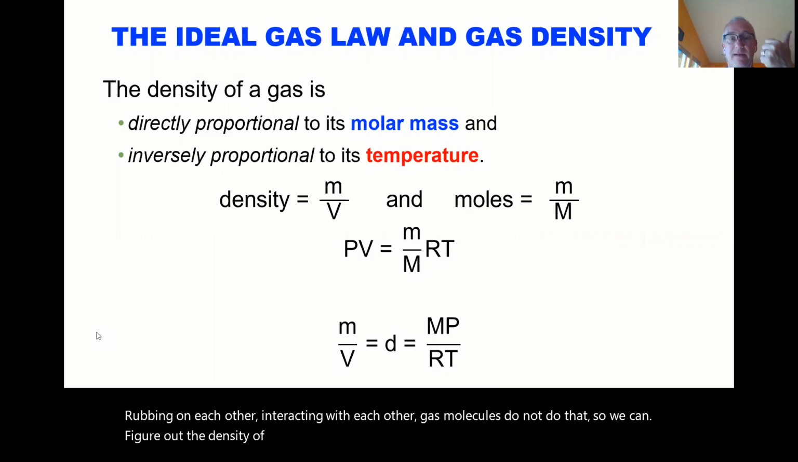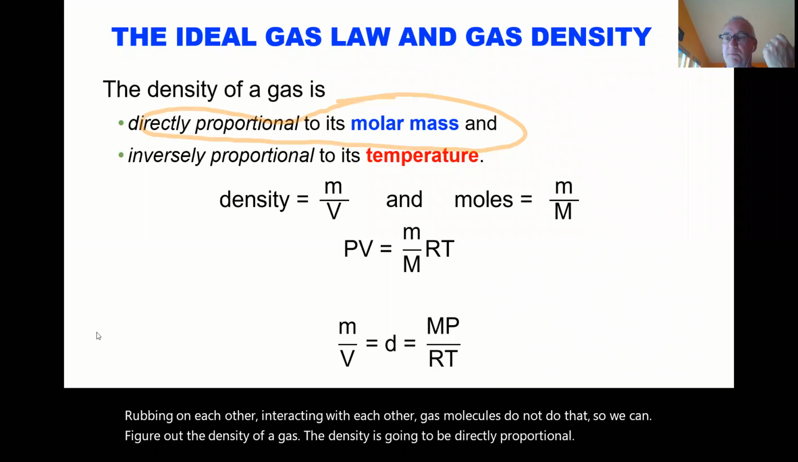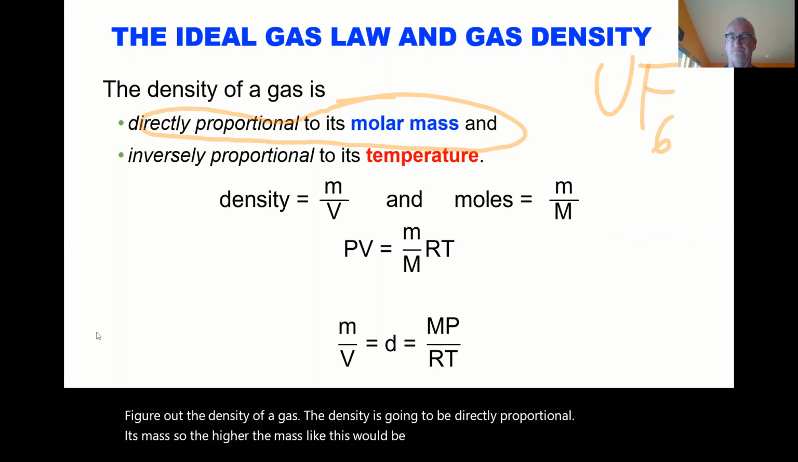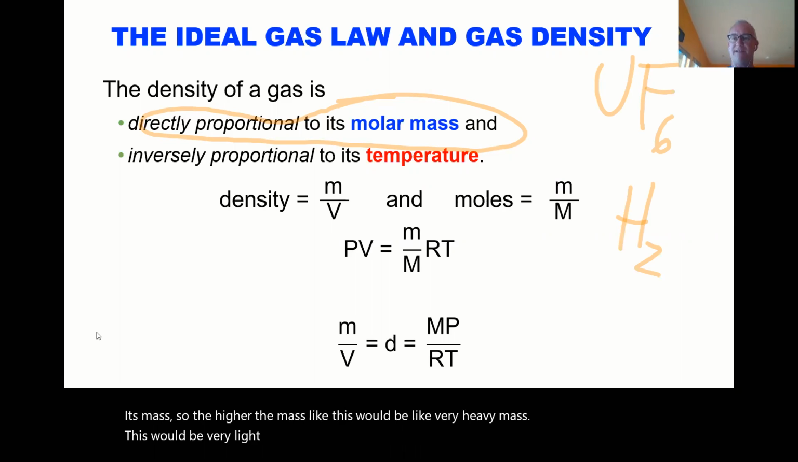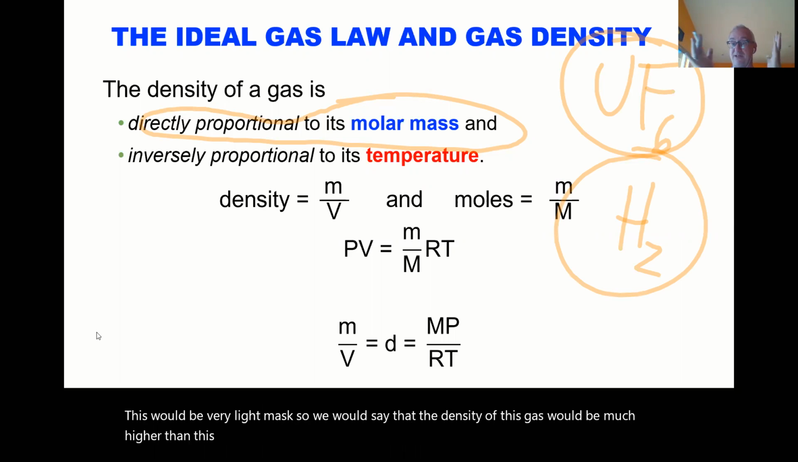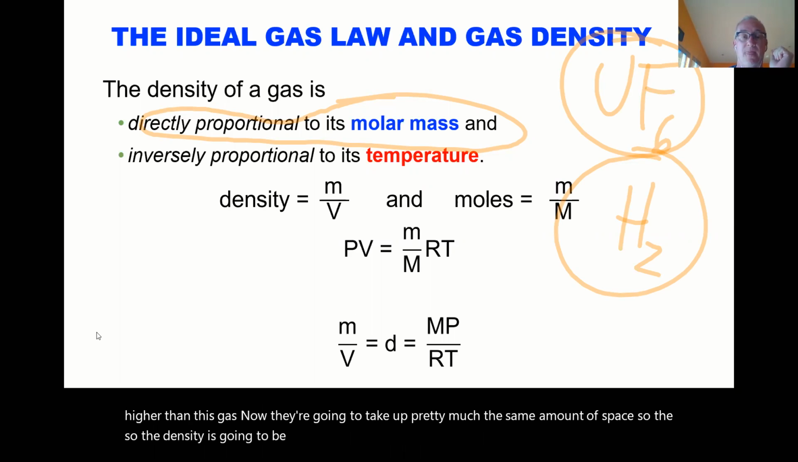The density is going to be directly proportional to its mass. So the higher the mass, like this would be a very heavy mass, this would be a very light mass. So we would say that the density of this gas would be much higher than this gas. Now they're going to take up pretty much the same amount of space. So the density is going to be directly proportional to the mass.